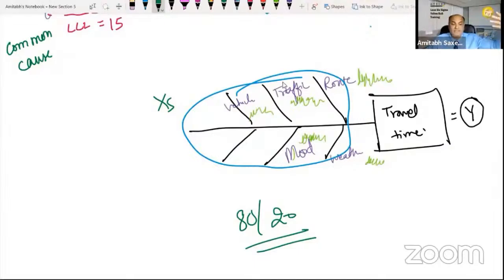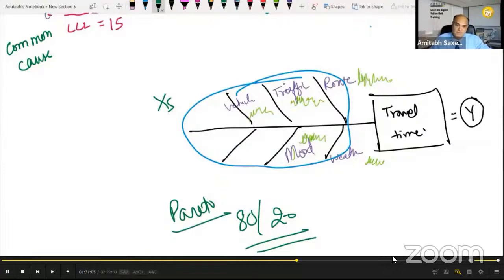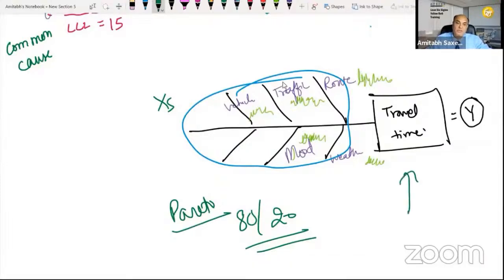There are a lot of techniques available. One of the techniques I was talking about is Pareto. Pareto was an Italian economist who found that 80% of the wealth in Italy was with 20% of the people, and 80% of the people owned the remaining 20% of the wealth. That is the 80-20 rule. Joseph Juran applied this to quality, and he said 80% of the problems are due to 20% of the causes. So if you listed 10 causes here, only two are responsible.